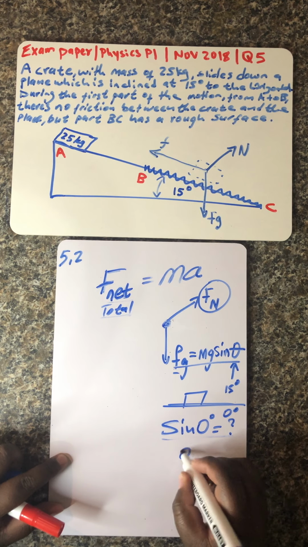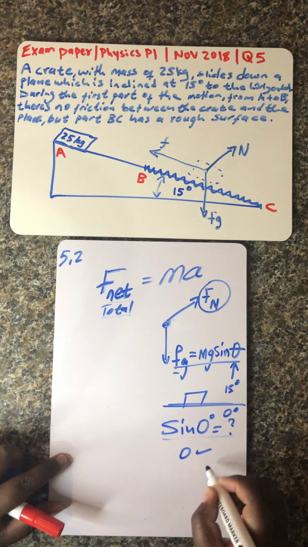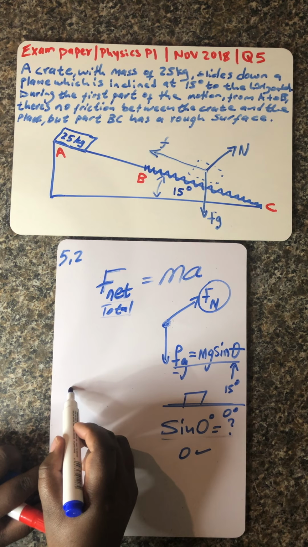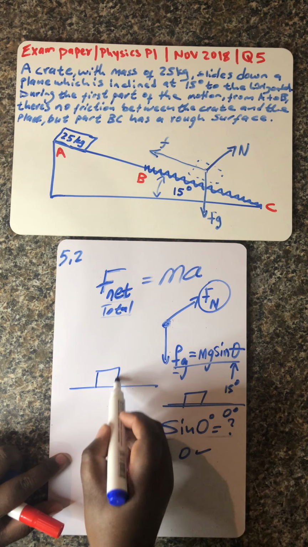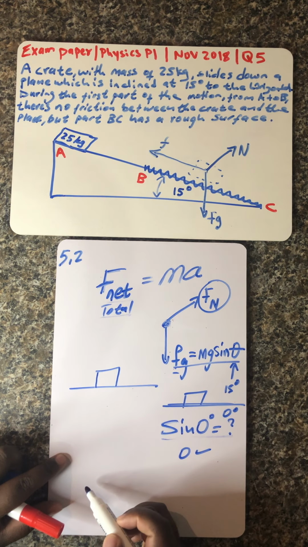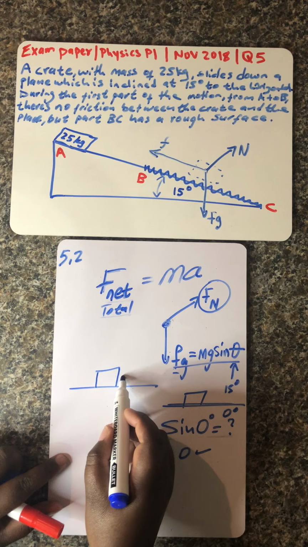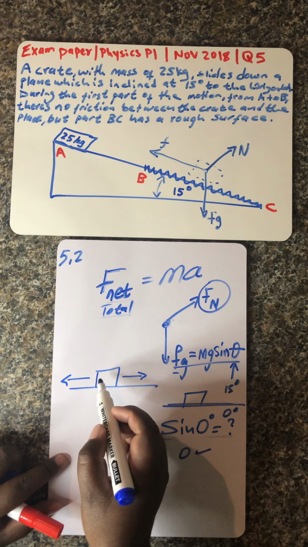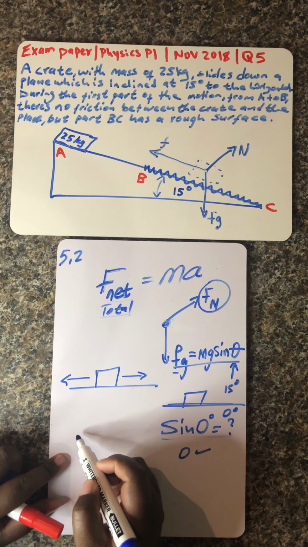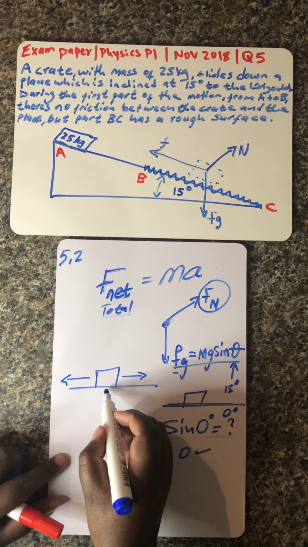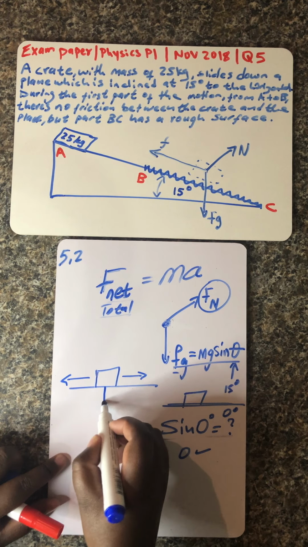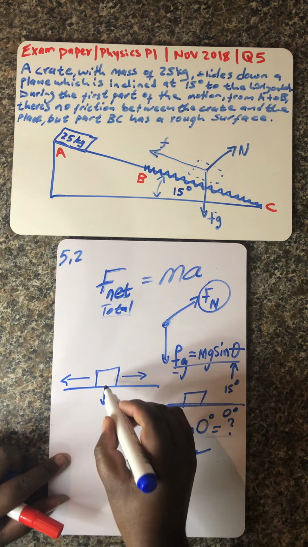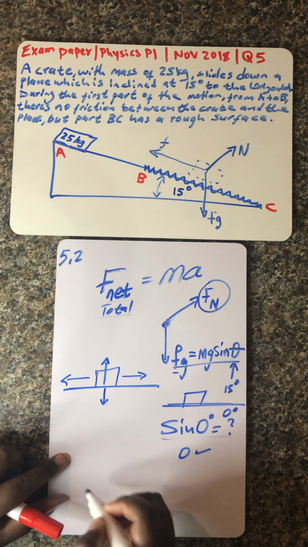So the answer that you got is 0, right? If you got 0, what it means is that for an object on a horizontal surface, it's not moving in that direction when there's no external force. And it's not moving downwards because it's sitting on a horizontal surface. It's balanced by a normal force.